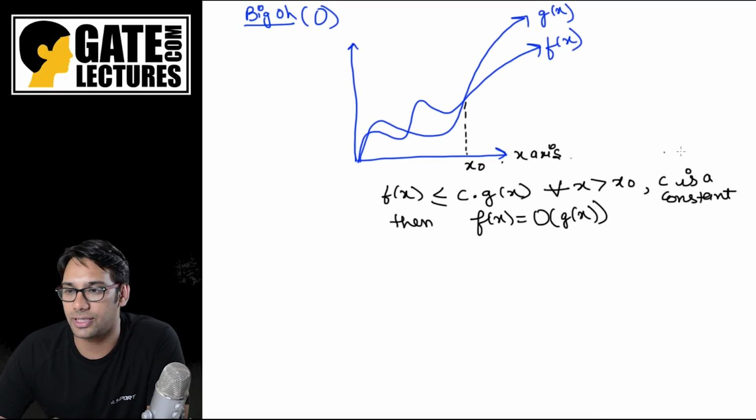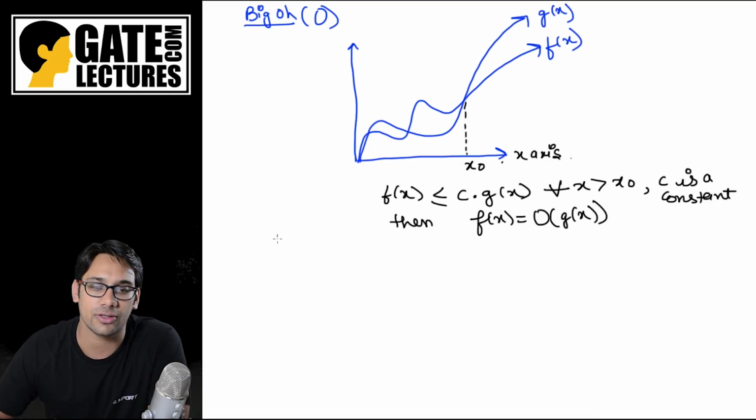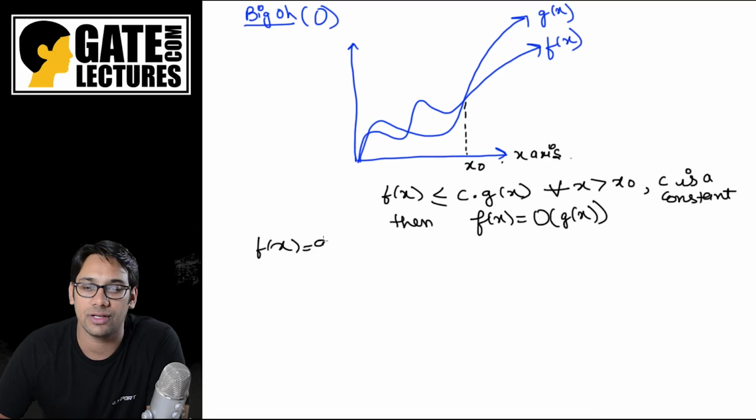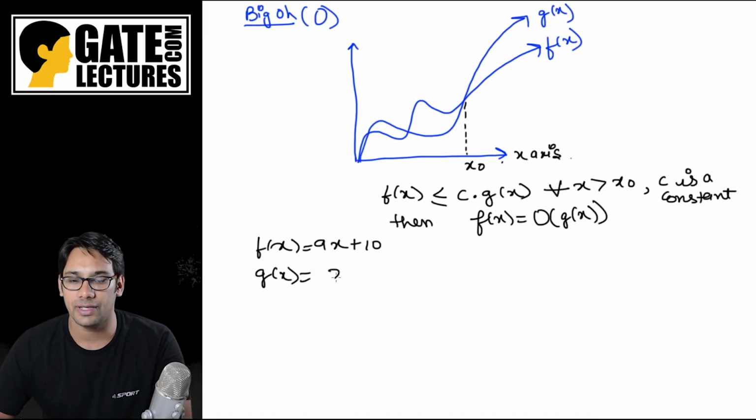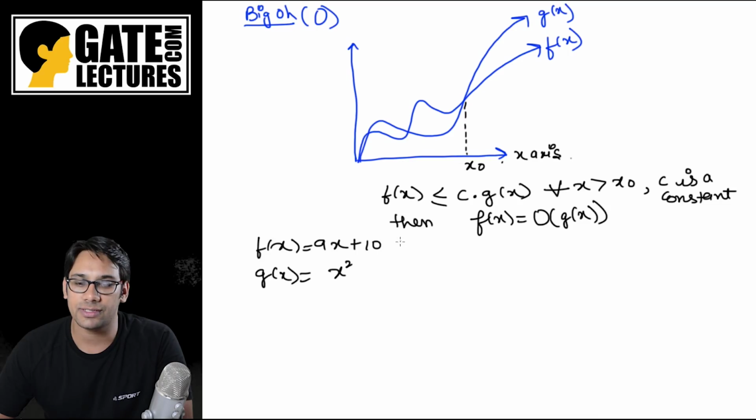Let us take an example to elaborate this concept. For example, we have f(x) as 9x + 10 and g(x) as, assume, x squared. Then let us assume that the value of c is 1.